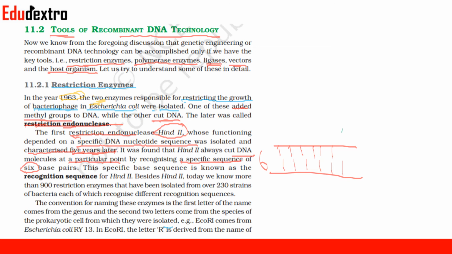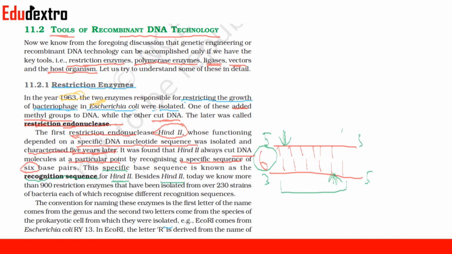This HindII cuts only at specific regions, maybe over here. If this is 5' to 3', then this will also be 5' to 3', so of course it will cut over here. HindII was observed to cut only at a specific sequence of 6 base pairs. This specific base sequence is known as the recognition sequence for HindII. So this entire sequence is called the recognition sequence.